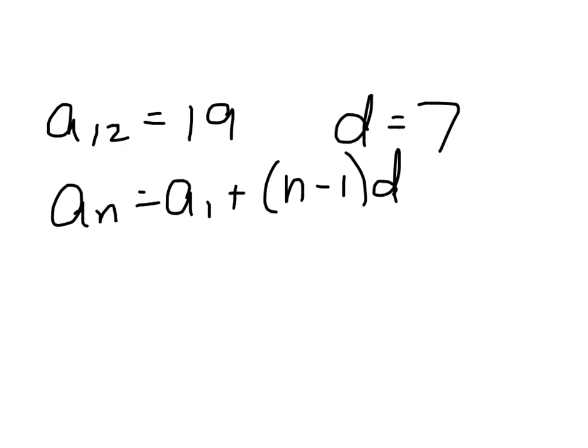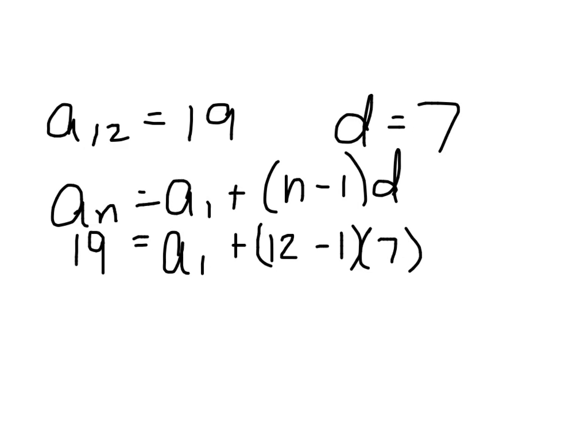Let's plug in what we know. What's the d? Do you know what a1 is? No. But you do know that when you put in 12, you got out 19. Which means the 12 goes in for n, and the 19 goes in for a sub n. So what do we need to find? a1. What's 12 minus 1?